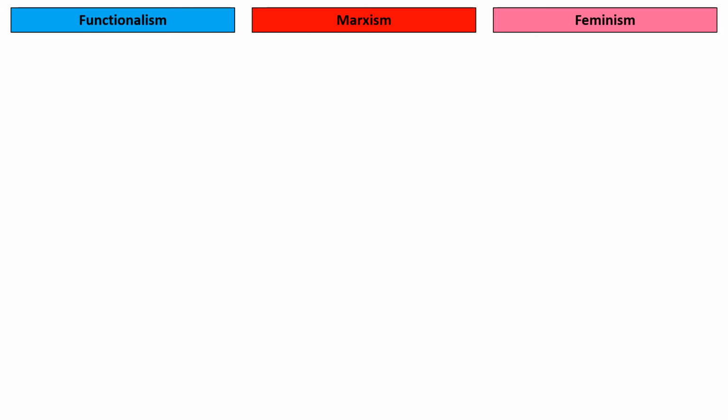So what I'm going to do is go through the three main theories here and highlight how they are similar and share ideas, but also highlight some of the differences between them. So as you can see, we've got three columns on the screen. We've got functionalism just on the left, we've got Marxism in the centre, and feminism on the right.